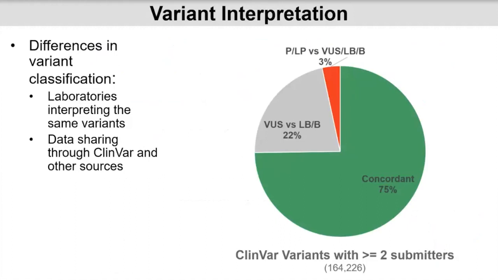This topic is important because differences in variant interpretation can exist. Two equally qualified people could look at the same variant and come to a different conclusion. It could be because of differences in the evidence they're looking at, but also just in the way that they subjectively weight different pieces of evidence.